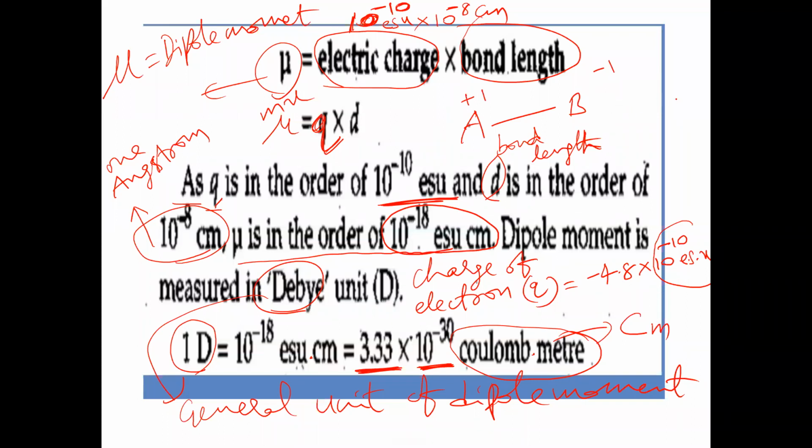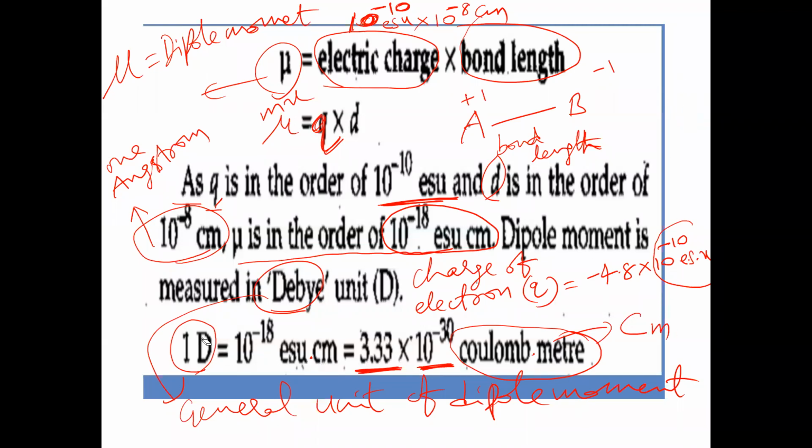Generally, centimeter means what? Centimeter: small c, small m. Both letters will be small only. Small c, small m is centimeter. Capital C, small m, how to read? Coulomb meter. Okay.